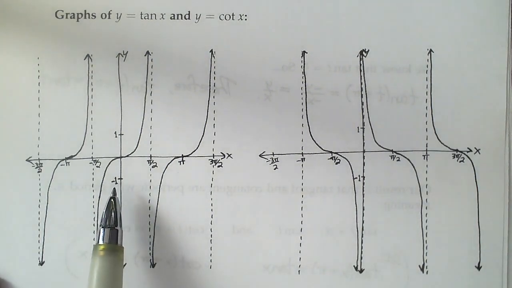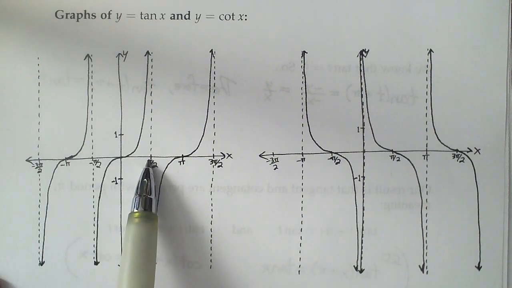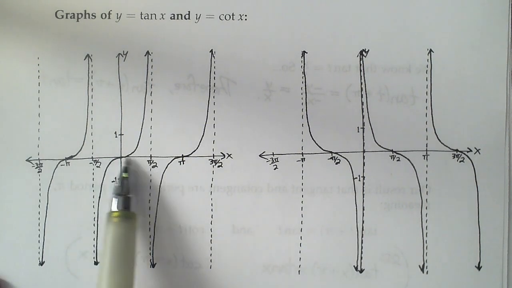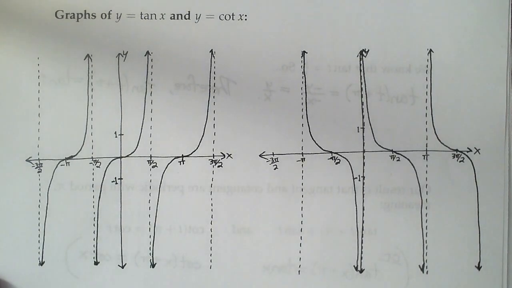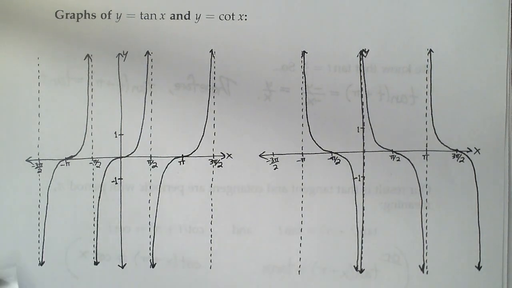And then we know the period is pi, which means if we have a part of the picture that has a width of pi, that part of the picture just copies itself over and over again. So it's this shape kind of copy and pasted over and over again forever.